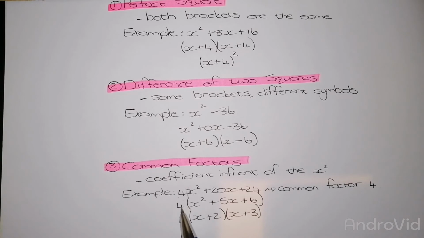So 4 divided by 4 is 1, therefore just x squared. 20 divided by 4 gives me 5, and 24 divided by 4 gives me 6. After I've done this line, now that I have a quadratic equation that I know how to do, I can just factorize that. And those are my 3 easy types of factorization.